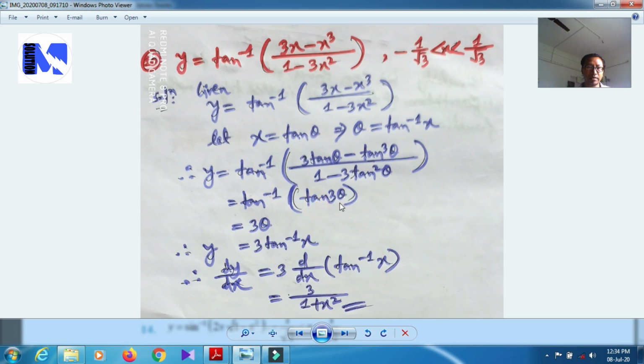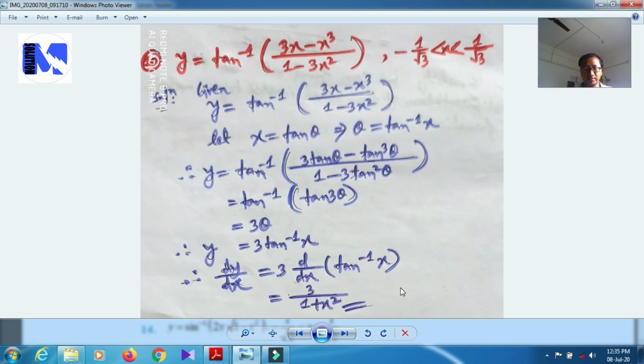Then tan inverse and tan is there, so we will get only 3 theta. That means y equal to 3 theta, and theta means tan inverse x, so it is 3 tan inverse x. Now we will differentiate both sides. dy by dx equal to 3 times the differentiation of this part, then 3 by 1 plus x square.